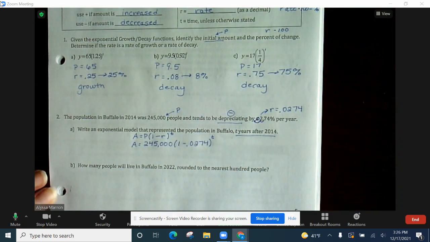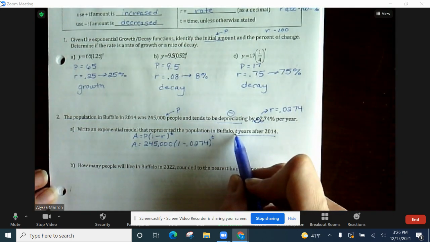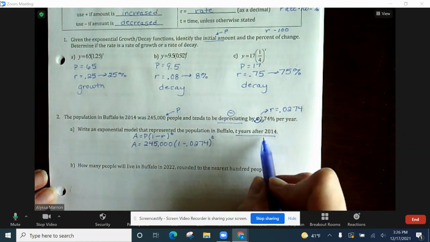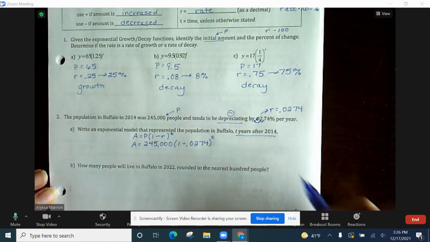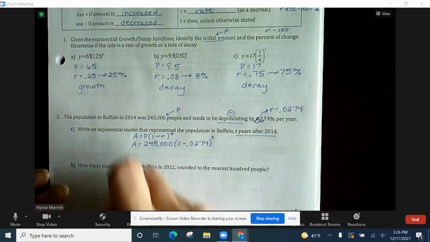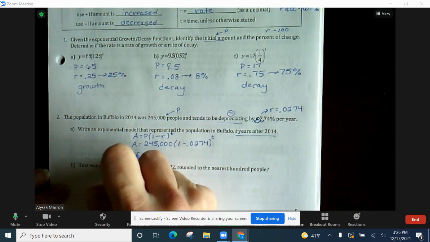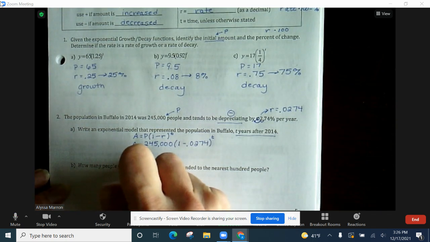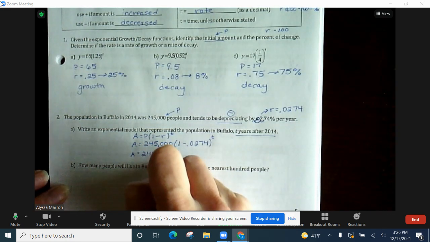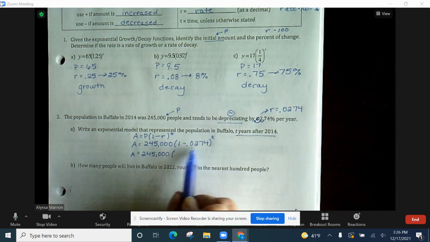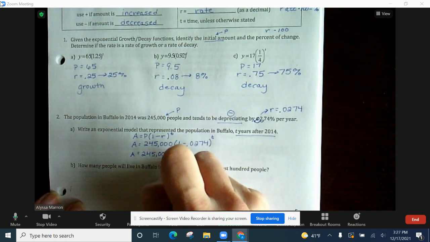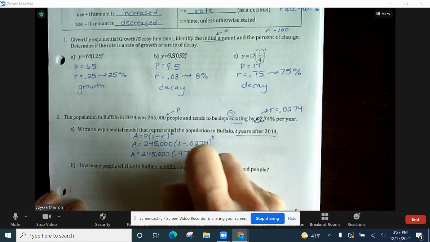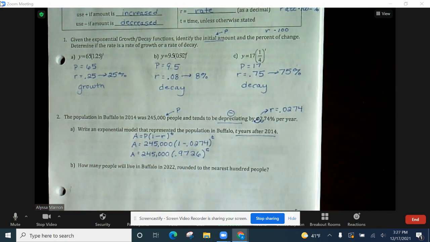Again, t is the number of years after 2014. So if we were looking at year 2015, t would be 1. If we were looking at year 2020, t would be 6. It would just be the difference between 2014 and that year we're looking at. I can clean this up a little bit. 245,000, I'm going to keep that as is for now. And if I just take the difference of these two numbers, I can put that right in my calculator. I get 0.9726 raised to the t.